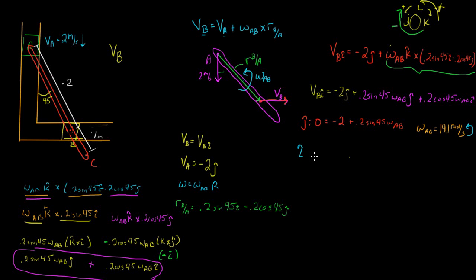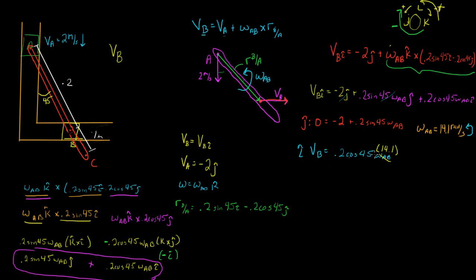If we look at our I terms, we're going to have a VB, which is equal to, this term is a J, this term is a J, but this term is an I. So VB is equal to 0.2 times the cosine of 45 omega AB. And we just found that. We know that this omega AB is going to be 14.1.